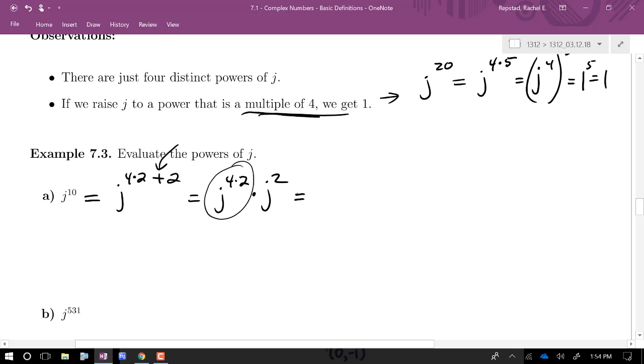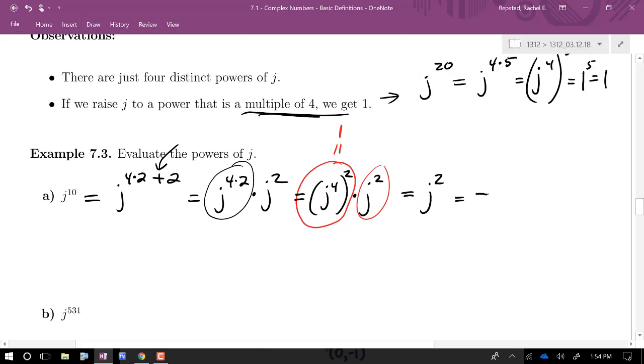This j to the 4 times 2 is j to the 4th squared. Now what is j to the 4th squared equal to? 1, right? Because it's 1 squared. So that's just 1, which means all we're left with is j squared. And of course j squared is negative 1.